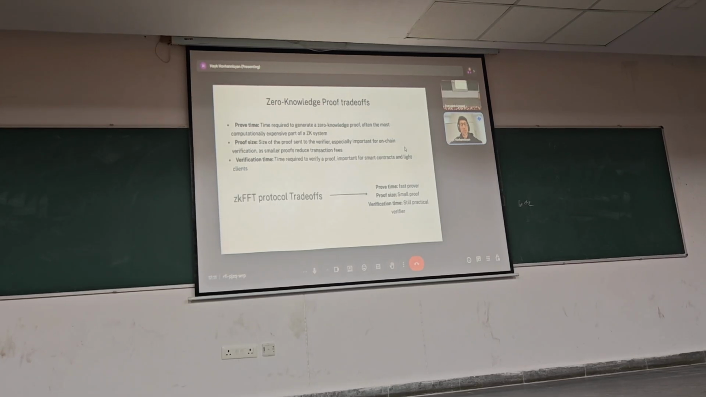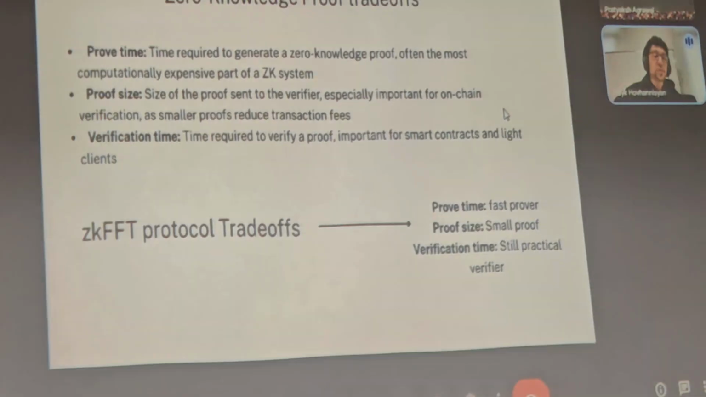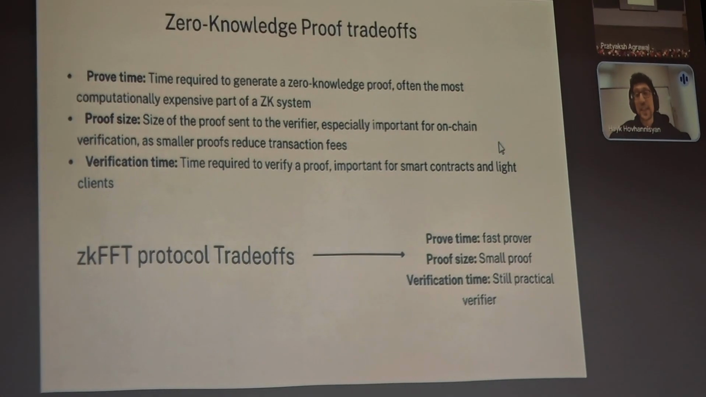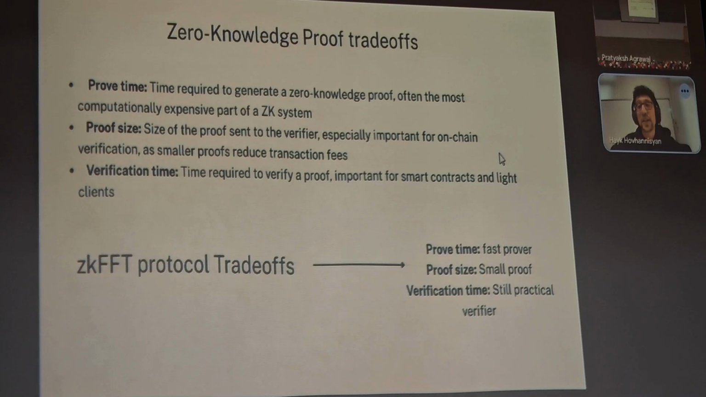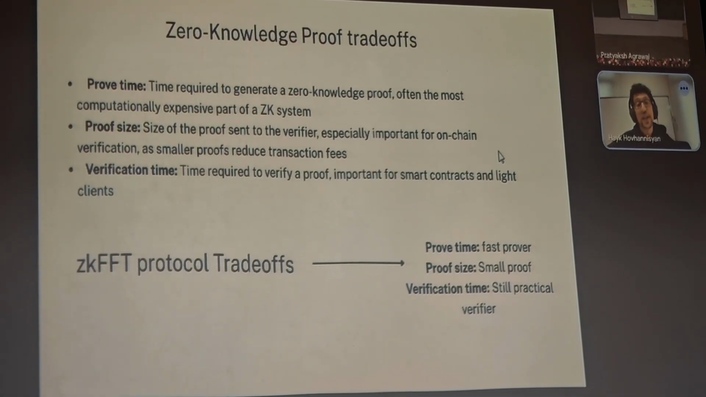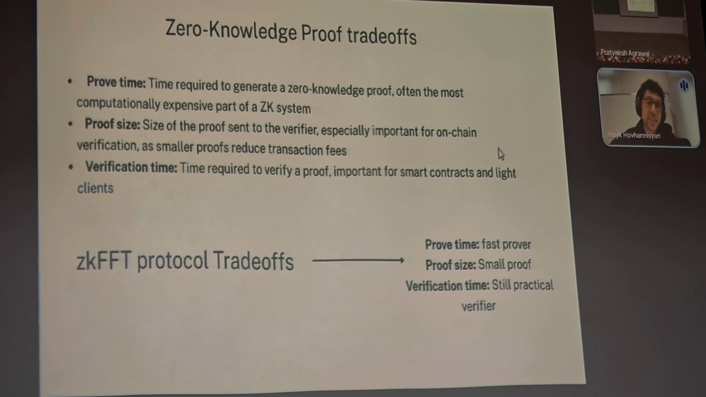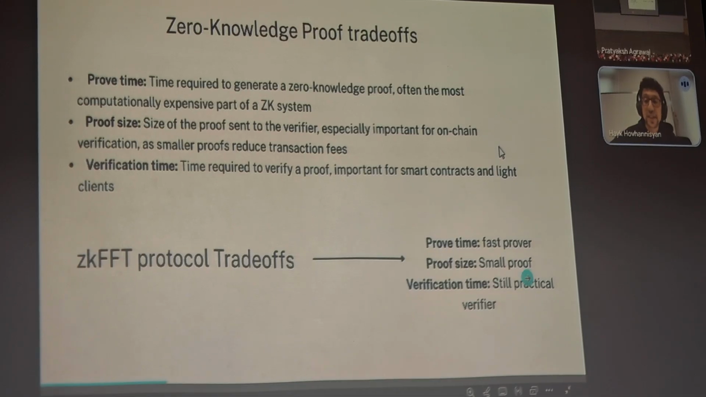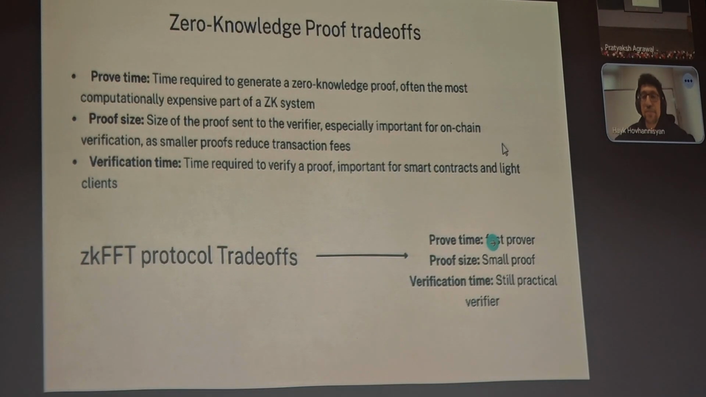A zero-knowledge proof has three most important properties: the prover time, proof size, and verification time. If the difficulty of a function is n, then the prover time is usually quasi-linear, so it could be O(n) or O(n log n). Proof size and verification time are either constant or logarithmic. In our zkFFT protocol, we try to get a practical verifier with very fast prover and very small proof size.